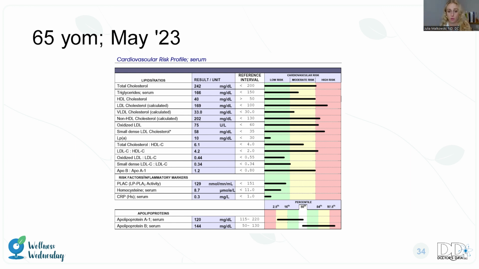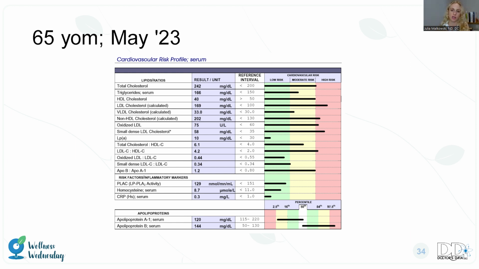And then the LDL they have there is oxidized. That oxidized LDL is elevated. They have the small dense LDL. Their Lp(a) is okay, so we're not thinking about a genetic consideration, but we're not surprised. These ratios are off.